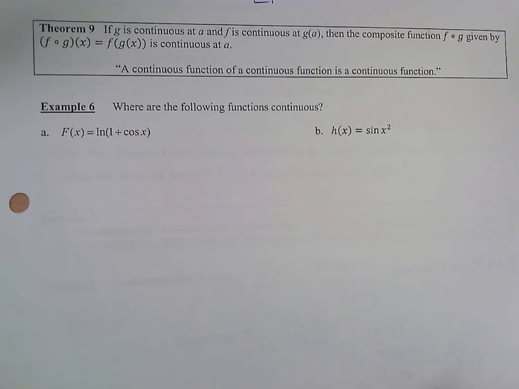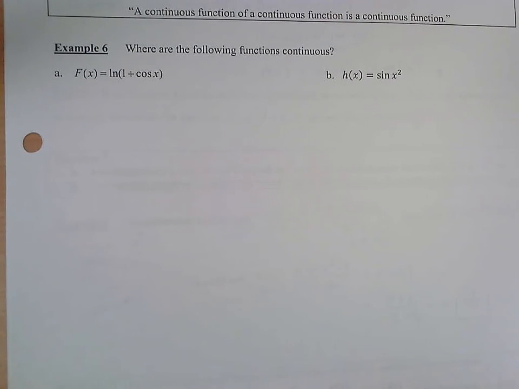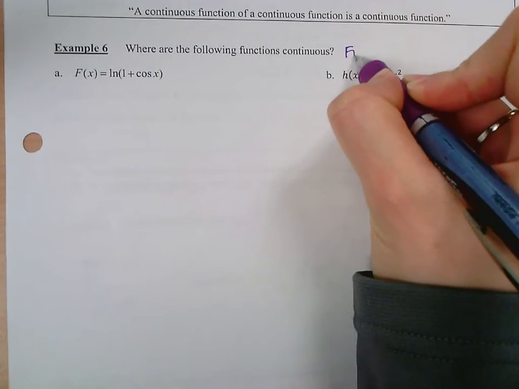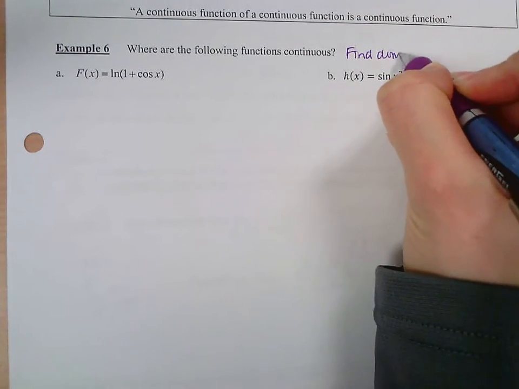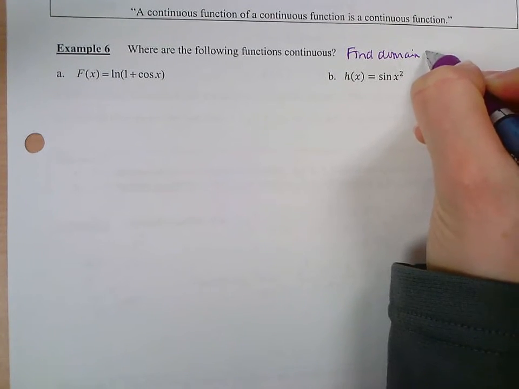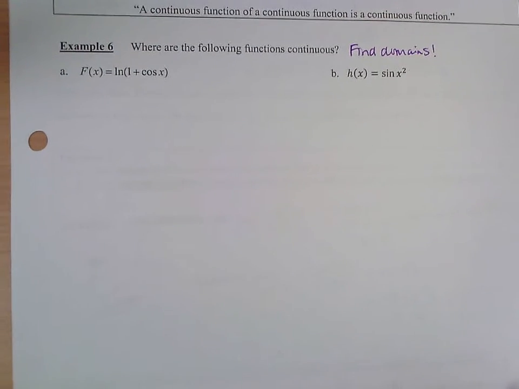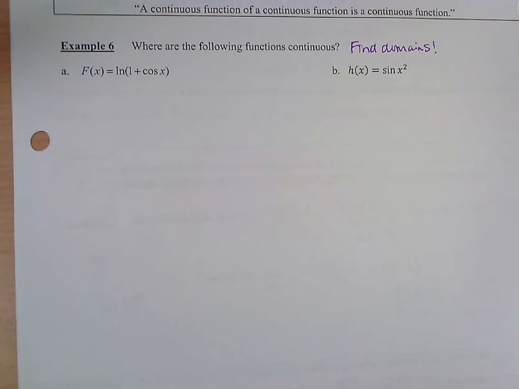So in example 6, it's saying where are the following functions continuous? This again is basically asking you to find the domains of the composite functions. A way to think of this is you're finding the domains for these questions. And if you did look at the practice from last night and you looked at 21 and weren't sure, going through part A here may help you remember how to work through those.